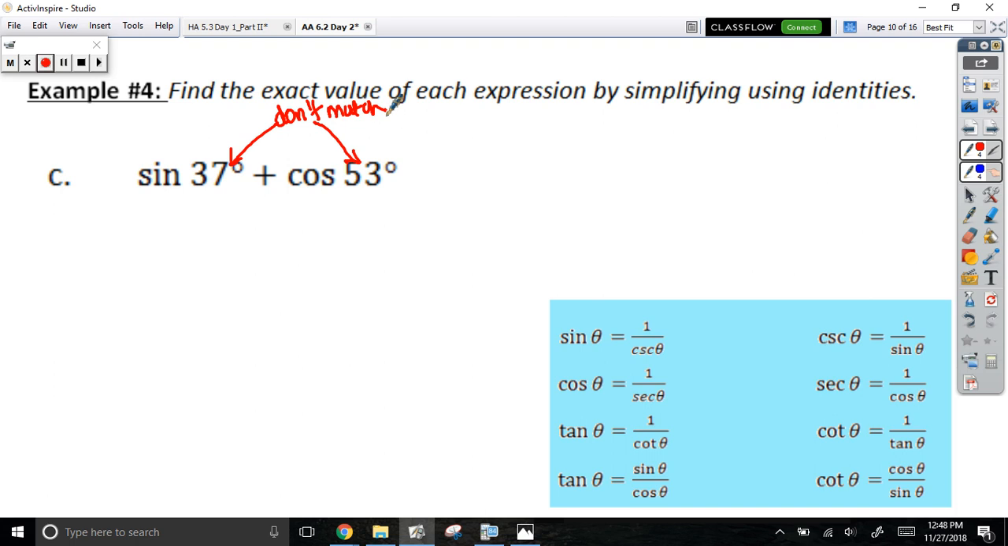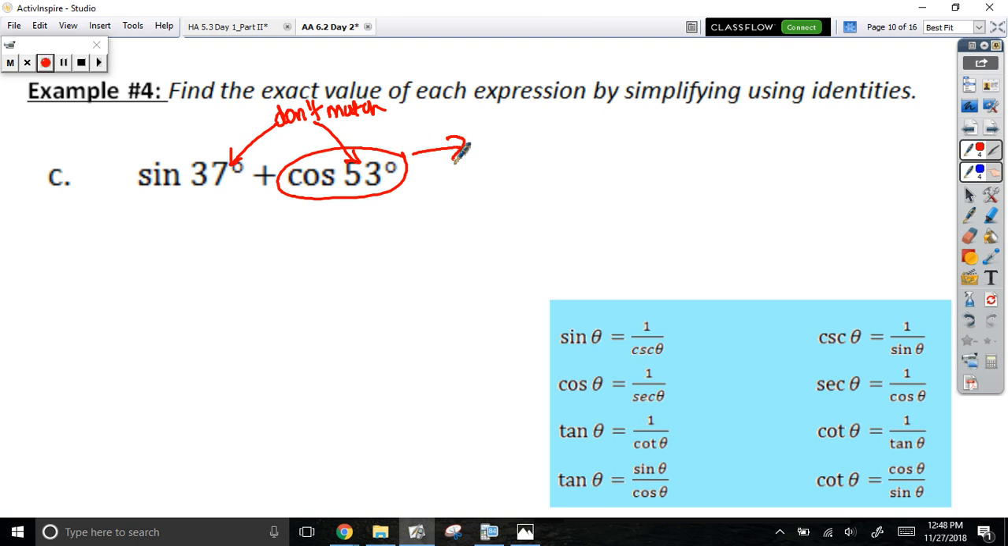So we need to make them match. Doesn't matter which one you change. Okay, I'm going to change the second one because I have more room to write on this side. All right, now the formula, I don't have those formulas up on the board, so grab your formula sheet. You're going to be using the complementary angle formulas.